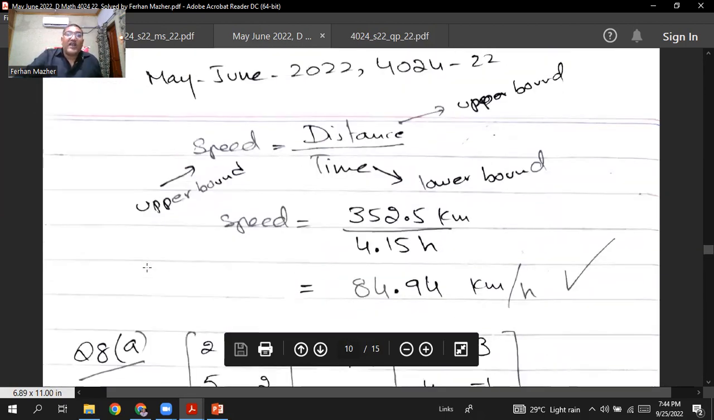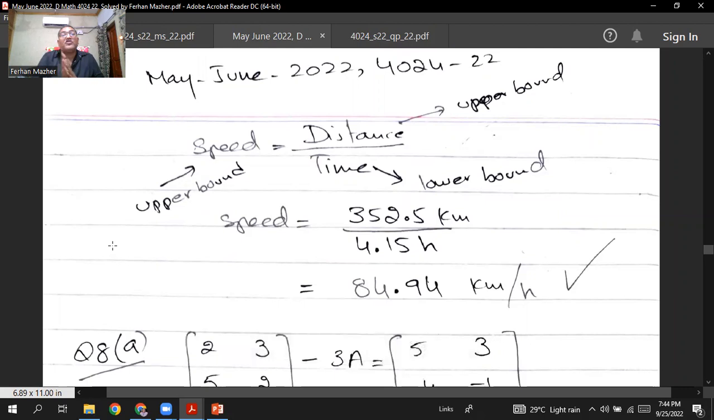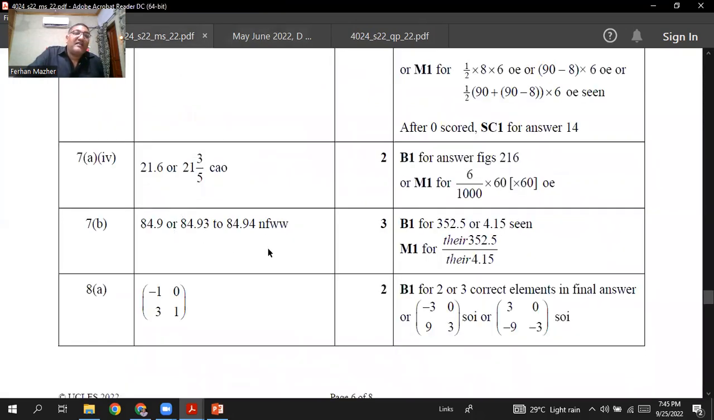Now their question is to find the speed, and they want the upper bound of the speed. Speed is equal to distance divided by time. So it's a division. So the distance upper bound should be taken and the time's lower bound should be taken. Then you will get the largest value of this division. So the distance upper bound is 352.5 kilometers and the time's lower bound is 4.15 hours. Just enter these values in your calculator and you get 84.94 kilometers per hour. So this is how you do it, and my answer is 84.94. 84.9 is the right answer, sir.